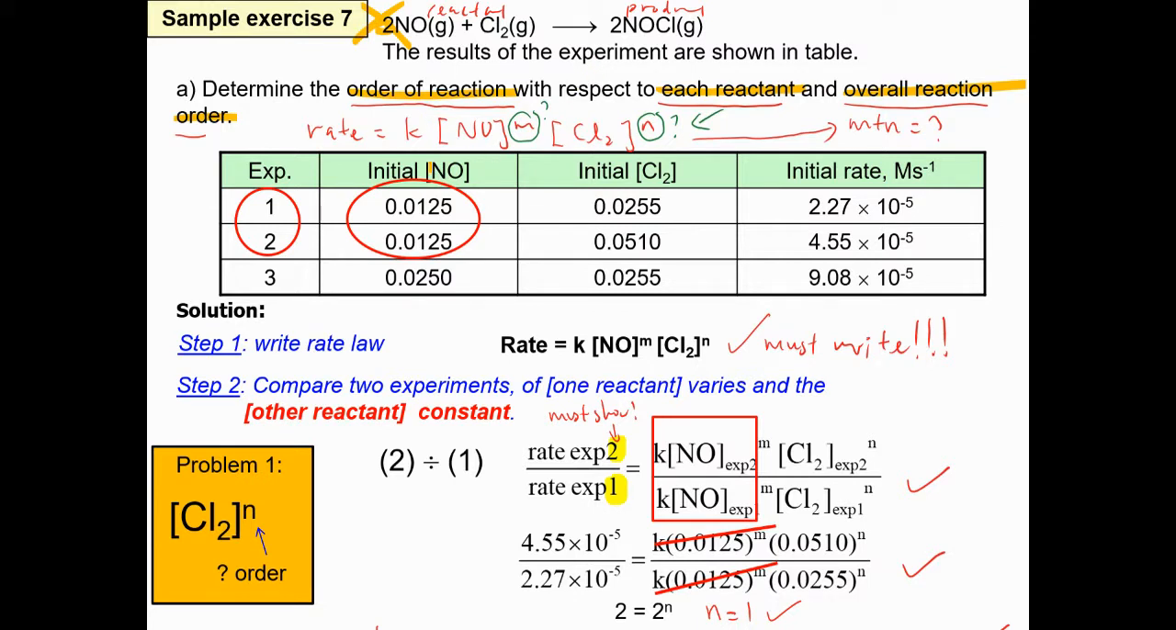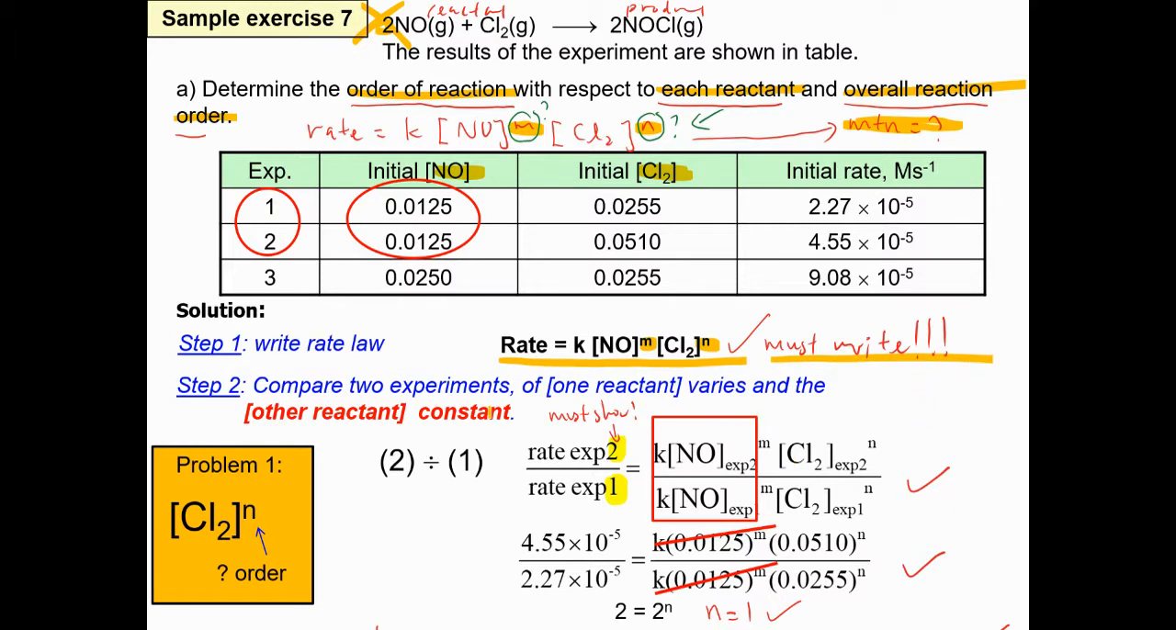Now, what do we have? We have nitrogen monoxide and chlorine. So we want to write down the rate law, but of course we don't know the order, so we put m and n first. This is the order of reaction for each reactant. Overall, we use m plus n. So the first step, always write the rate law. The m and n, you can use any alphabet that you like. Most students leave out this step, because this step is 1 mark.